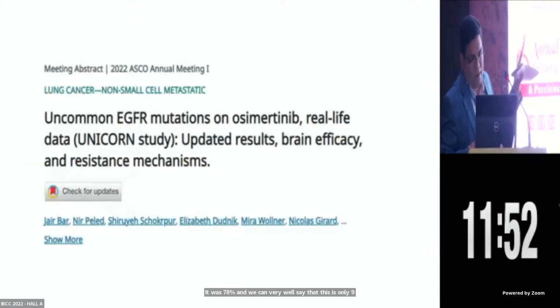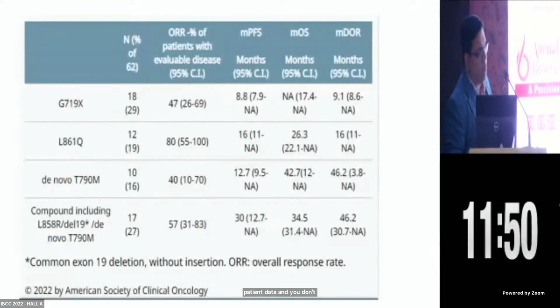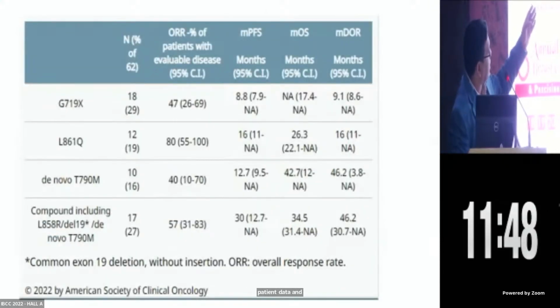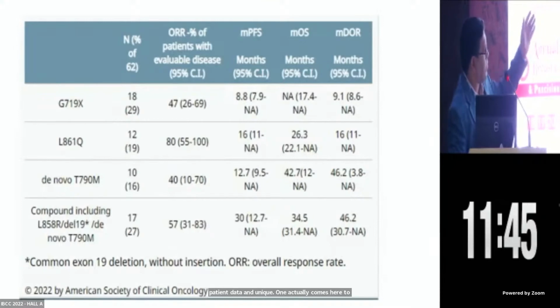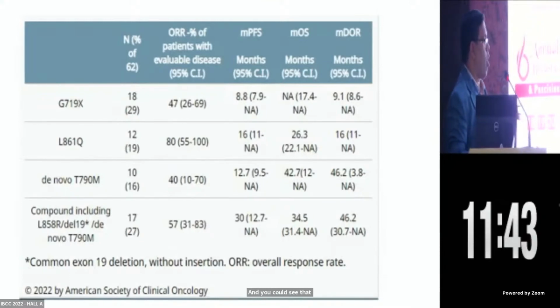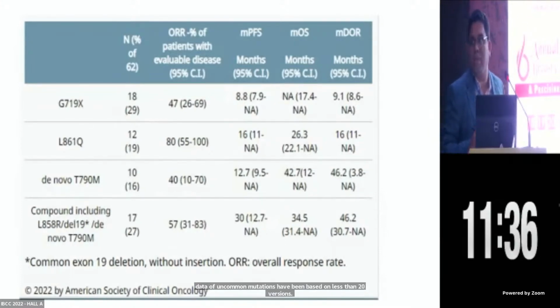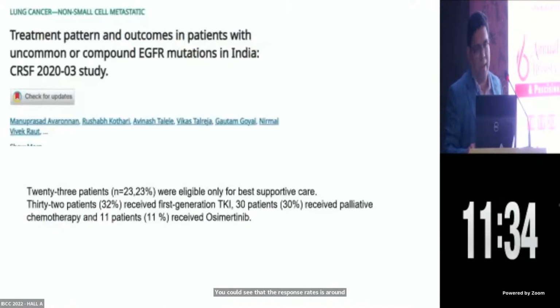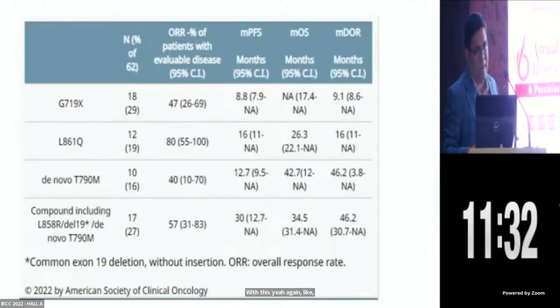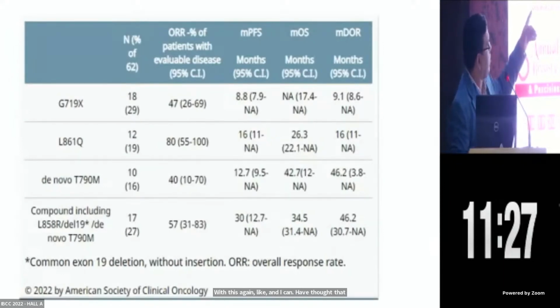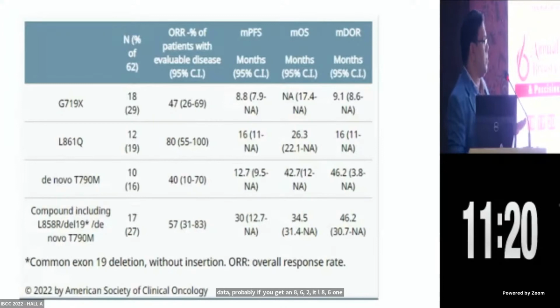And UNICORN actually comes here to help with the larger data. You can see that for L861Q it's slightly bigger data of 19 patients, but we must understand that all data of uncommon mutations have been based on fewer than 20 patients. You can see that the response rate is around 80% with this. Again, because this is very limited data, if you get an L861Q, probably giving osimertinib maybe.